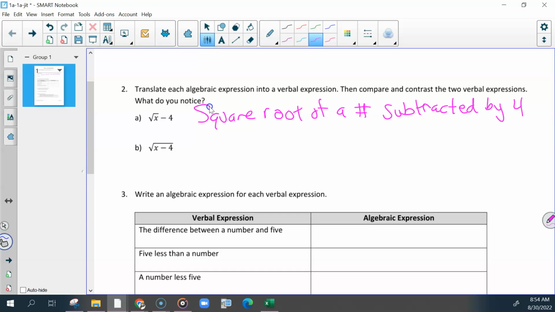What we couldn't use is the word "less than" there, because that would mean it's switching. Some of you used "less than," but if you said 4 less than the square root of a number, that would work. If you just said the square root of a number minus 4, that would work.